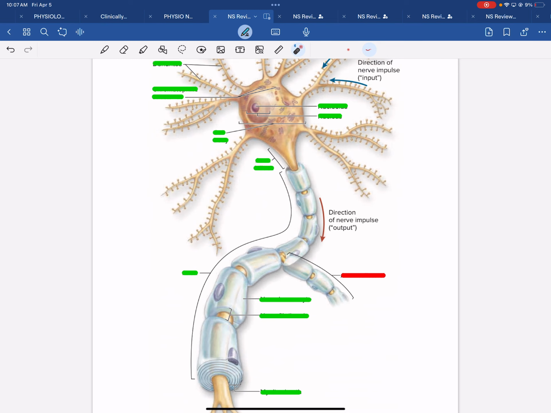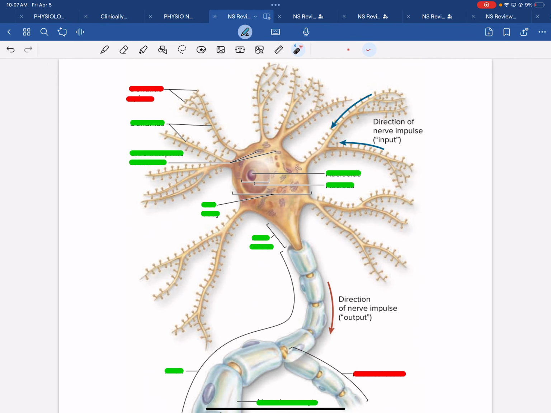All right. Okay, let's go over the parts of a neuron. So, what is this? Nucleolus. Good, the nucleolus. Function? Production of ribosomes. Okay, good. What about this one? Nucleus. Function? Houses DNA. Good. Here? Cell body. Function? Integrates nerve impulses. Good.